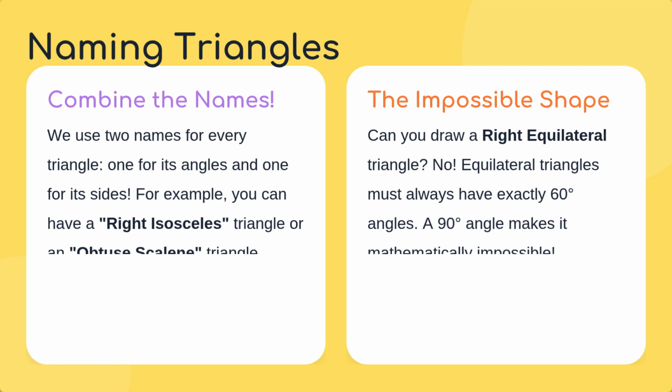So, when you see a triangle in the wild, you actually give it a first name and a last name. We combine the side name and the angle name. For example, you could have a right isosceles triangle or an obtuse scalene triangle. But watch out for impossible shapes. For example, can you have a right equilateral triangle? Nope. Remember, equilateral triangles must have 60-degree angles, so squeezing a 90-degree right angle in there is mathematically impossible.